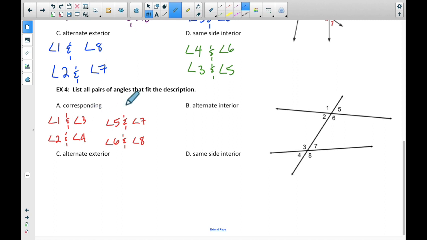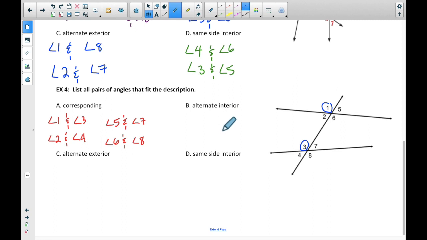Okay, you should have come up with angle 1 corresponds with angle 3, both in the upper left-hand corner. Angle 2 goes with angle 4. Angle 5 corresponds with angle 7. And angle 6 corresponds with angle 8. We just look at the same position, basically, of each one.